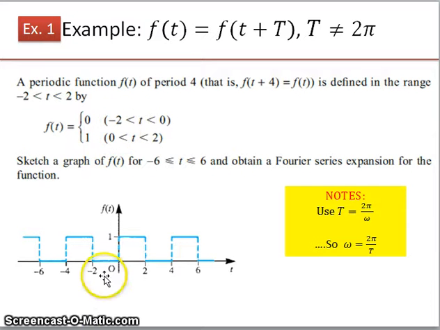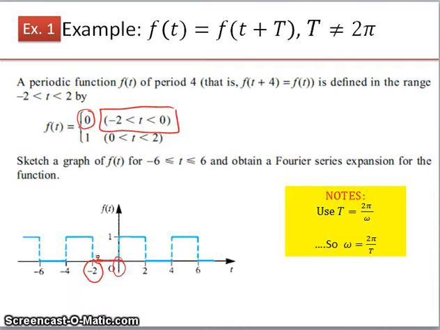So we start from t equals -2 here, until 0. So we are considering this one now. For this domain, what is the f(t)? The f(t) is 0, so you can sketch like this.